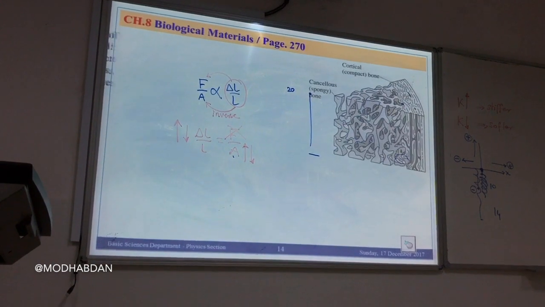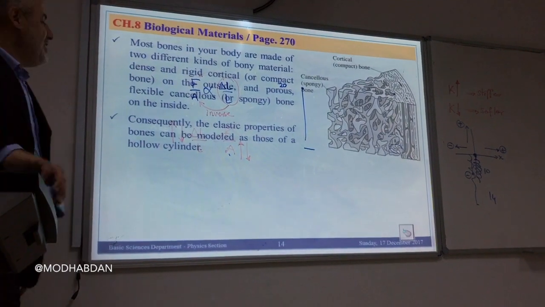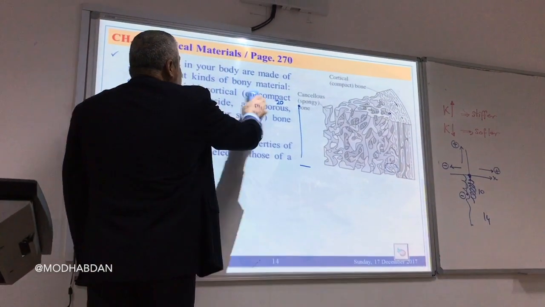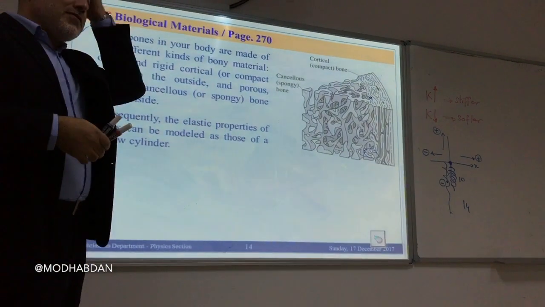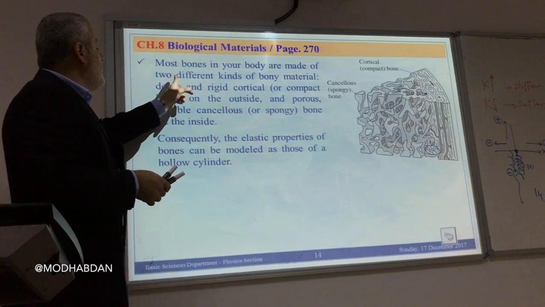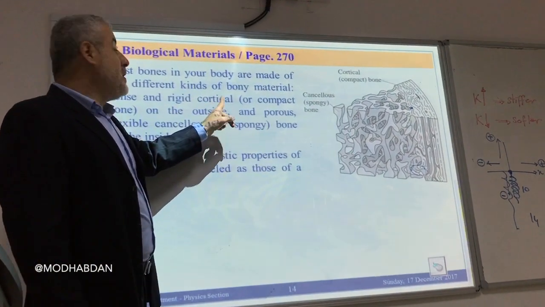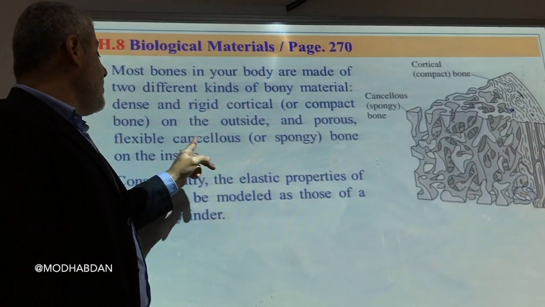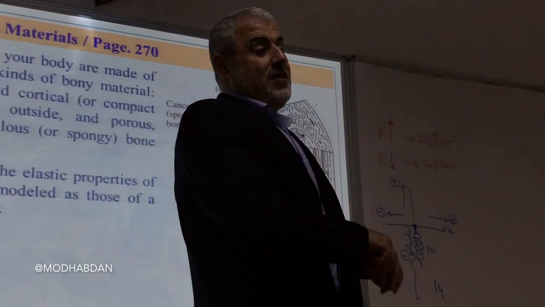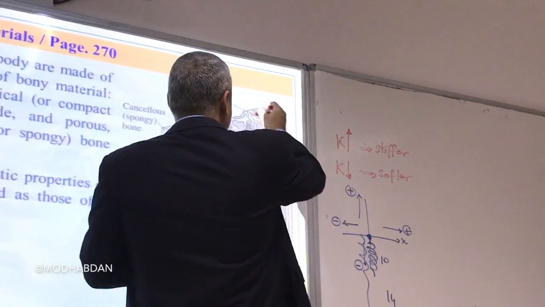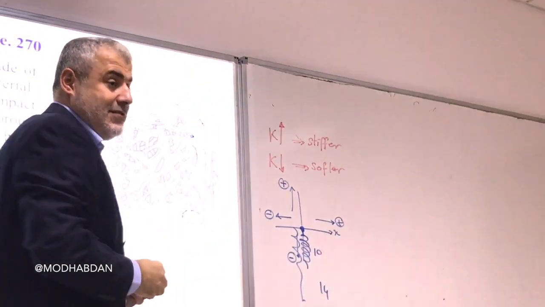Now Abdullah talked about these bones. Pay attention. Our bones have the following construction. I'm talking about the general bones. Most bones in your body are made of 2 different kinds of bony material: dense and rigid cortical material on the outside and porous, flexible cancellous or spongy bone on the inside. Your bones have 2 actual layers: the outer layer, this one, and this inside.